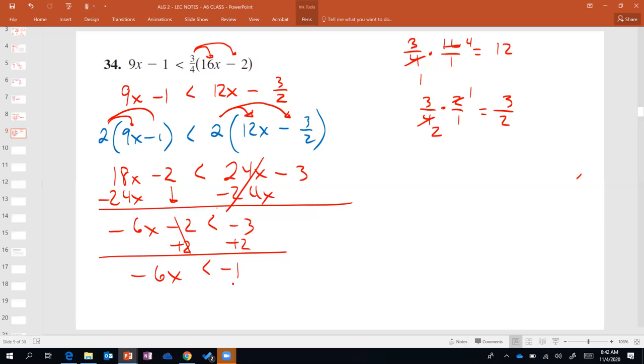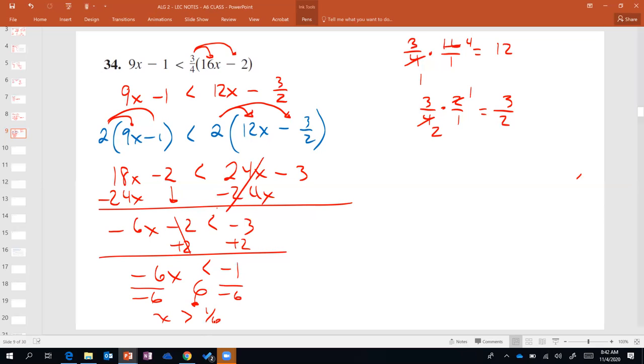Everybody agree there? And divide through by negative 6. Oh yes, I know what happens here. This guy has to switch. And I'm left with x is greater than 1/6. Boom, quick show of hands. How many got that one right before I gave the final answer?